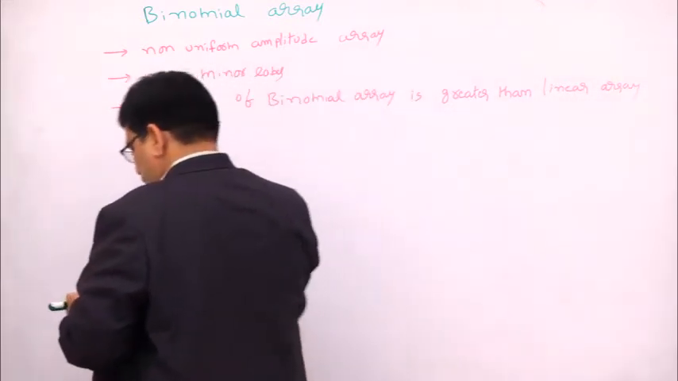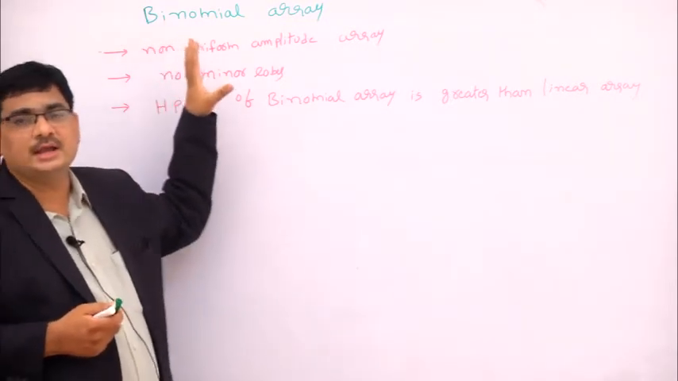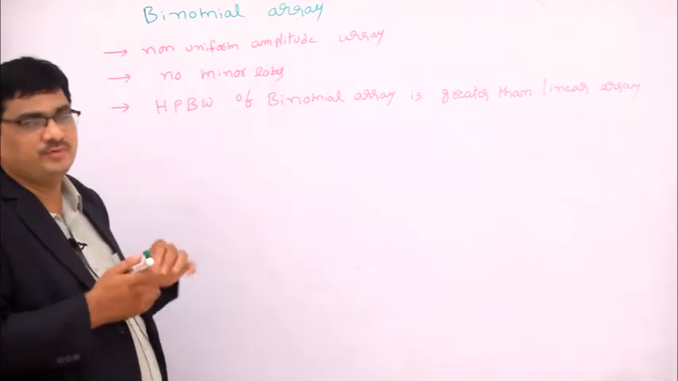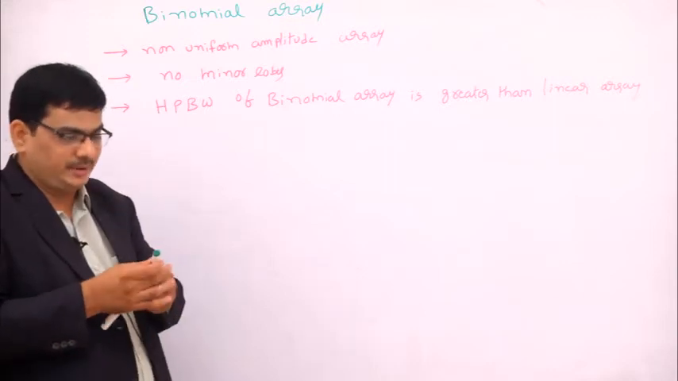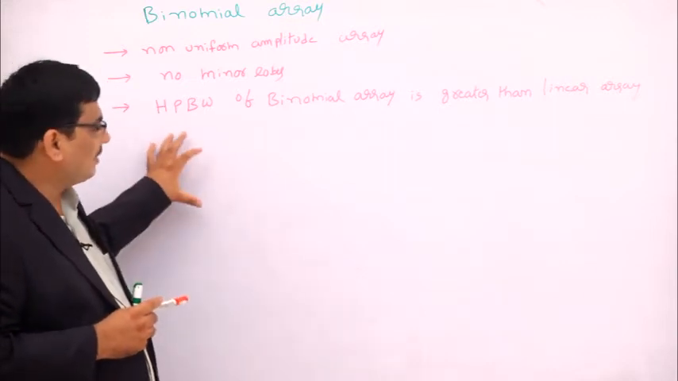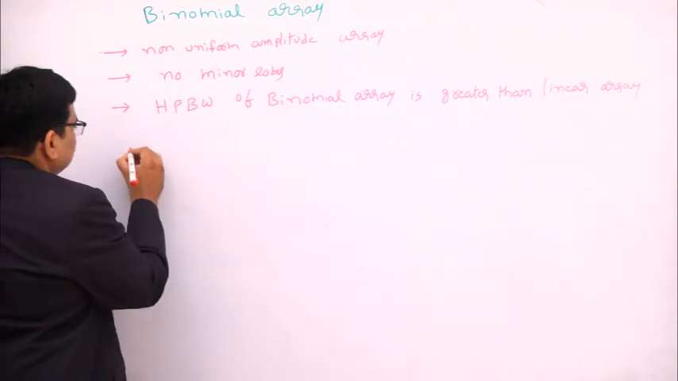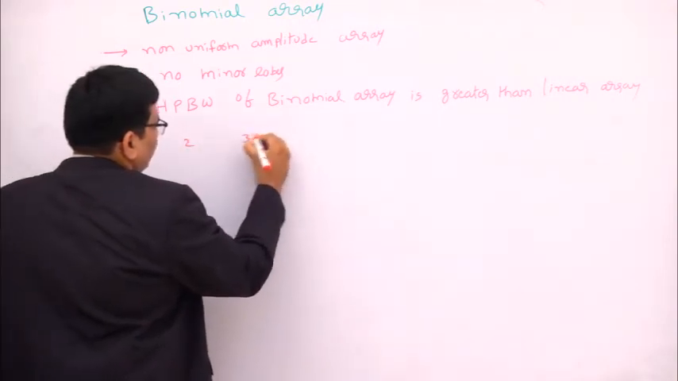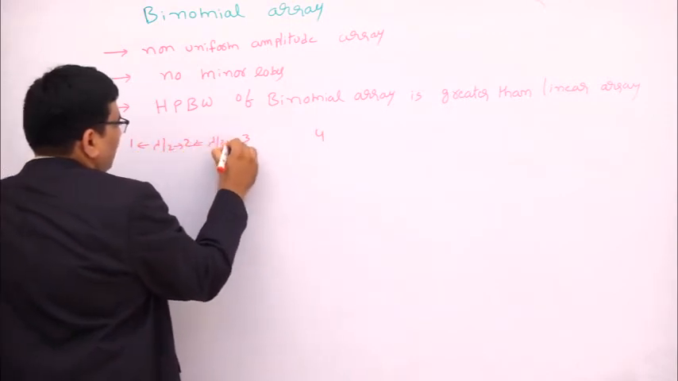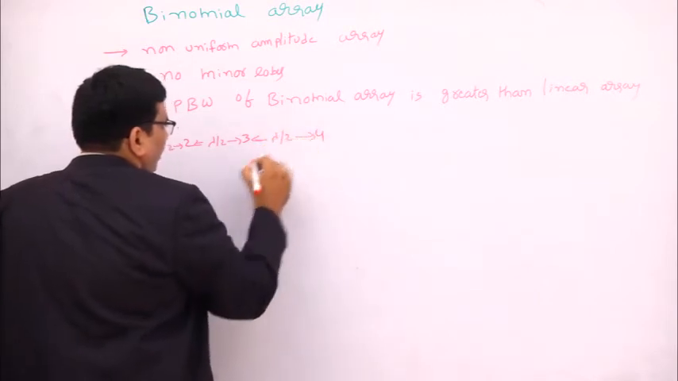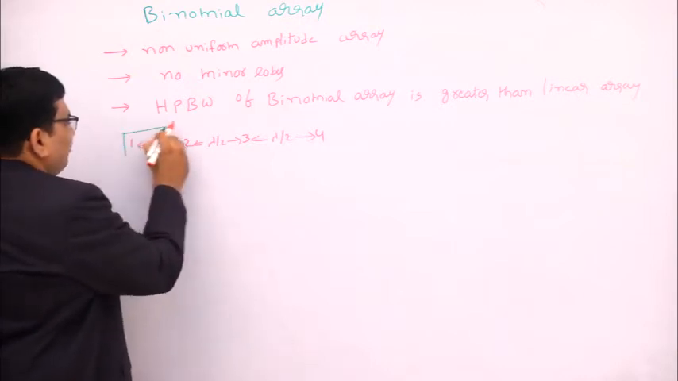Suppose we have taken 4 elements. In the previous example we took a uniform linear array with 4 isotropic antennas. Then the radiation of those isotropic antennas has minor lobes with some side lobe levels. Suppose we take 4 elements, 1, 2, 3 and 4, separated by a distance lambda by 2 each. By the pattern multiplication application, first we have to do grouping of elements.